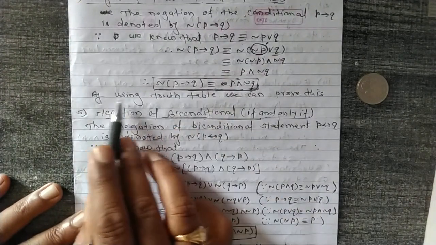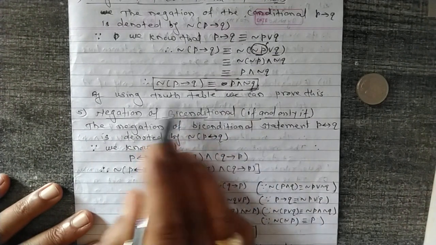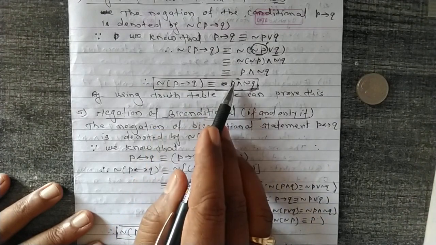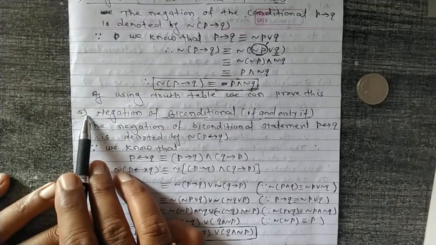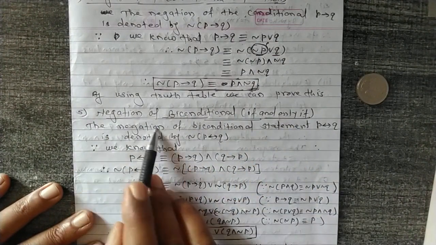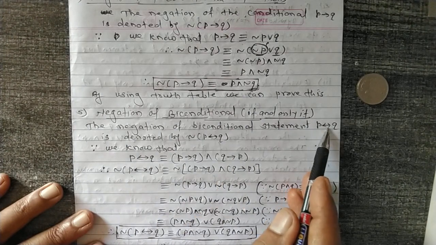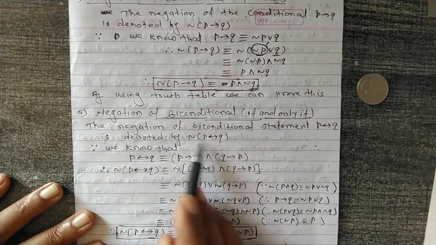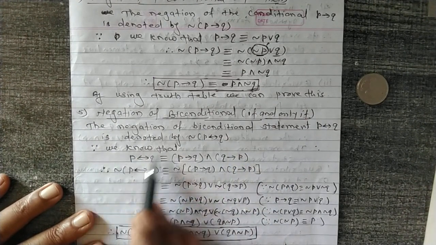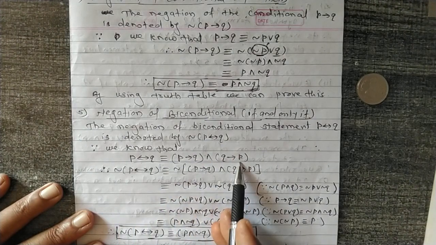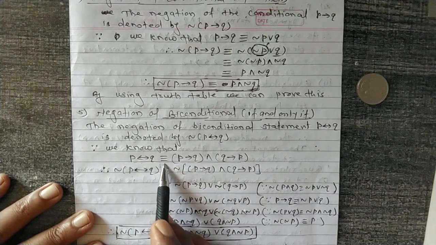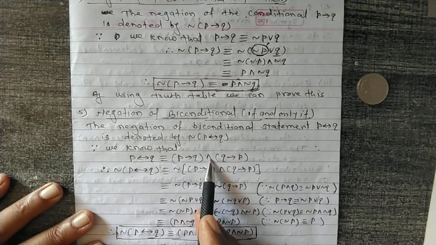Now this also we can prove by using a truth table. You can check these two statement patterns are equivalent. Now fifth, negation of biconditional, that is if and only if. The negation of biconditional statement P biconditional Q is denoted by negation of P biconditional Q. Again we can prove this result, since we know that P biconditional Q is equivalent to P conditional Q conjunction Q conditional P.